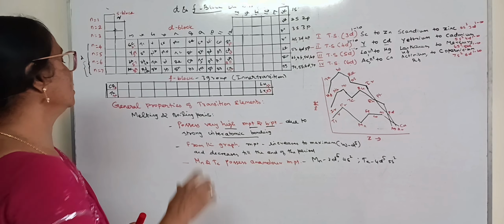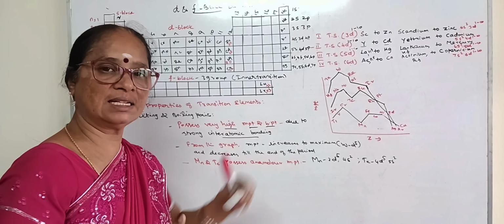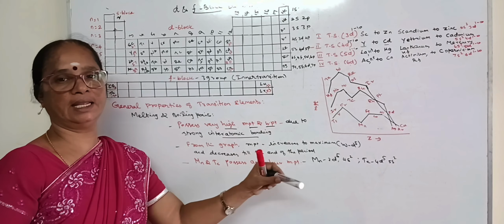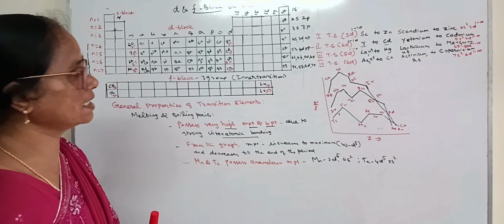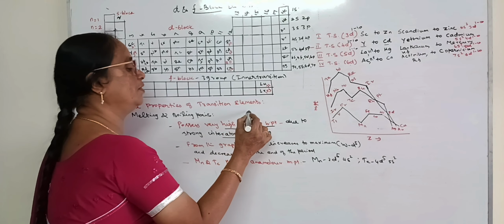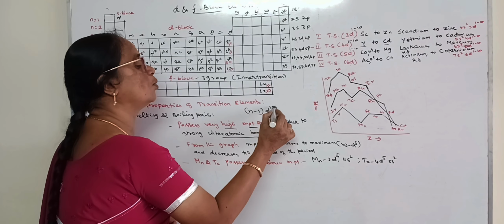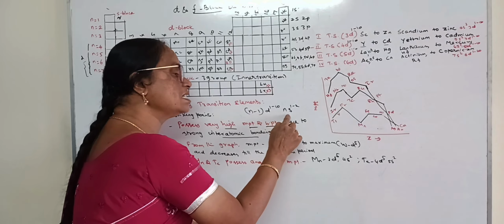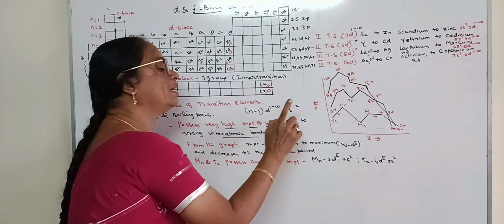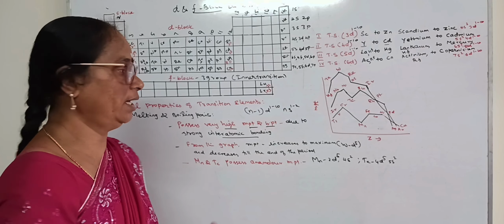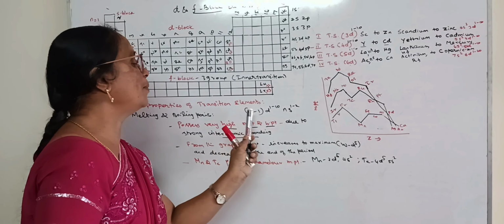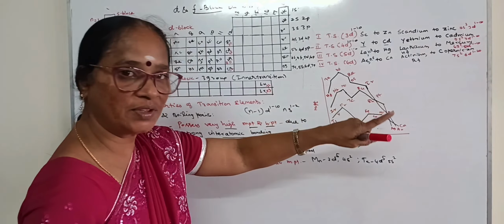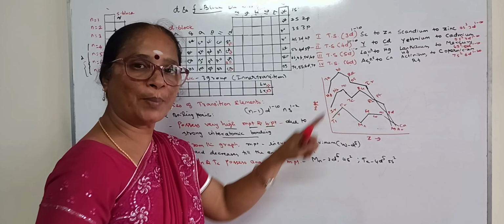But actually the melting and boiling points are in connection with the number of unpaired electrons present in the d orbital. So when we have the electronic configuration of d block elements, we said we have (n-1)d1 to 10 and ns1 to 2. In this case the valence shell includes both the d orbital as well as the s orbital. So here the d orbital has the maximum number of unpaired electrons up to the middle of the series, and after that the d orbital is being paired up.